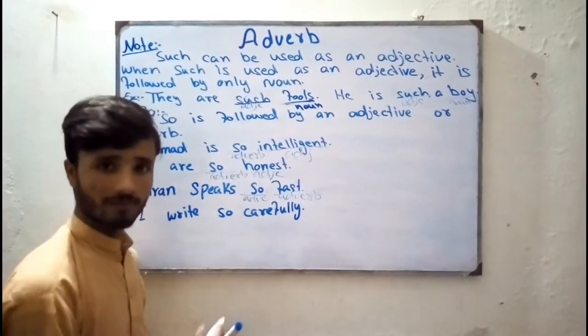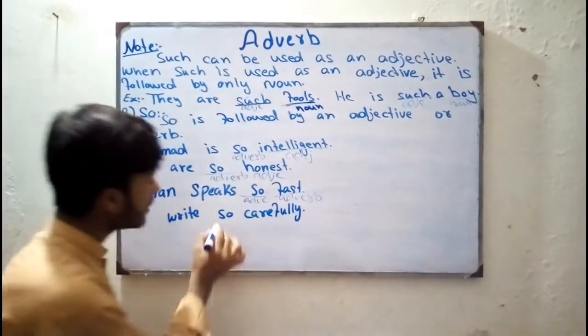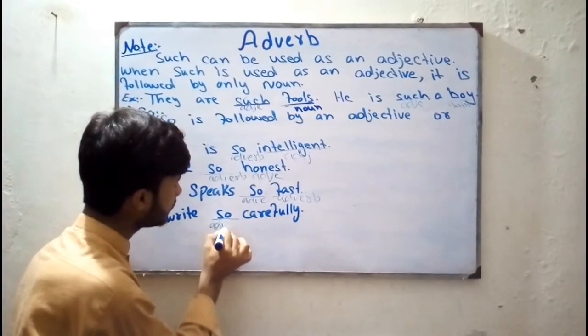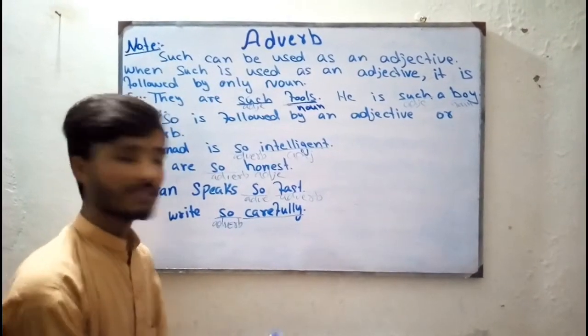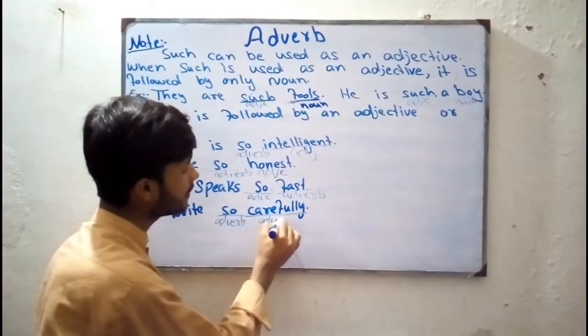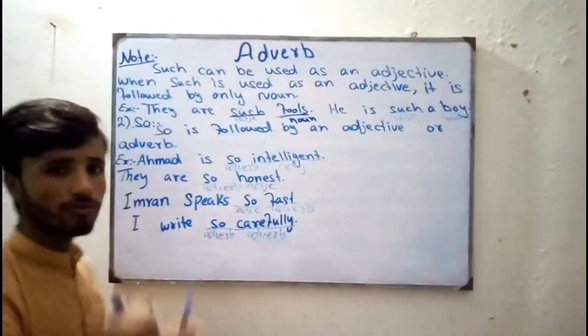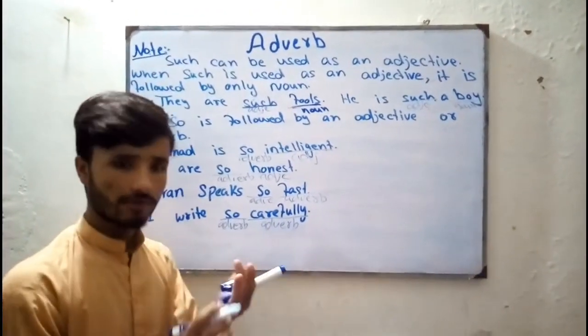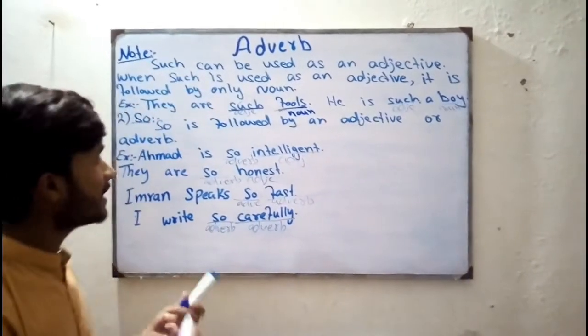It is also an adverb with us. See another example. I write so carefully. So it is an adverb, right? And what is carefully? It is also an adverb, as you can see here. So we can use so with both, I mean adjective and adverb. Is this clear, guys? Now if I want to explain it in Urdu, how?